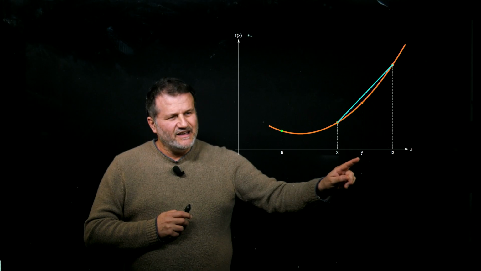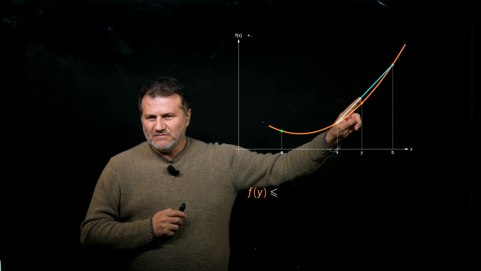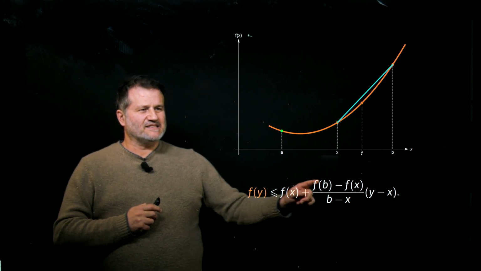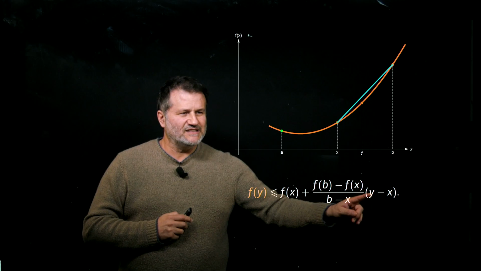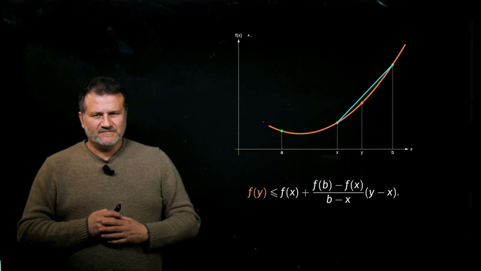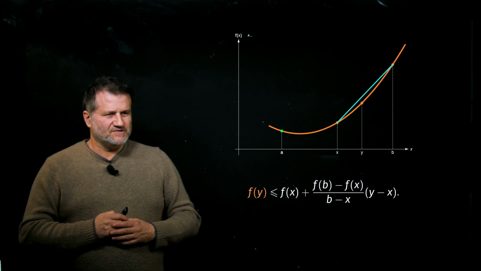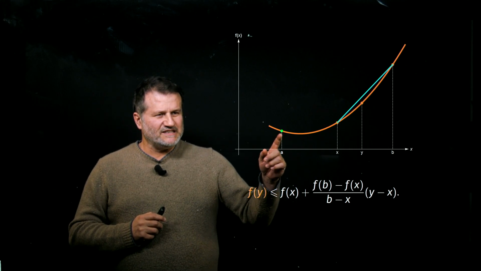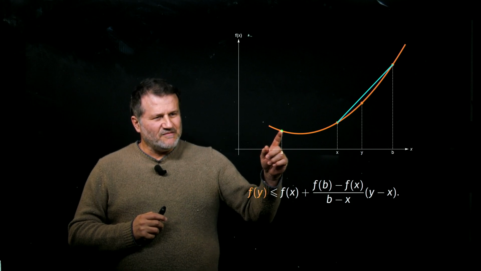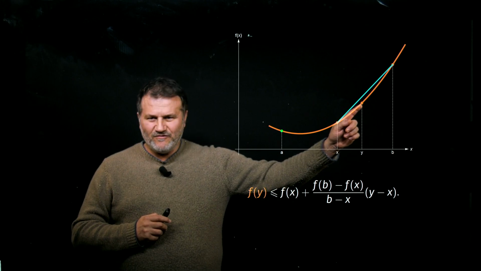So in particular, the function f at point y will be less than the quote along this blue line, which is f(x) plus (f(b) minus f(x)) divided by (b minus x). This is the angular coefficient, times (y minus x). Let's save this inequality for future use. And now we do a similar argument by using the convexity property for the segment that joins (a, f(a)) to (y, f(y)).